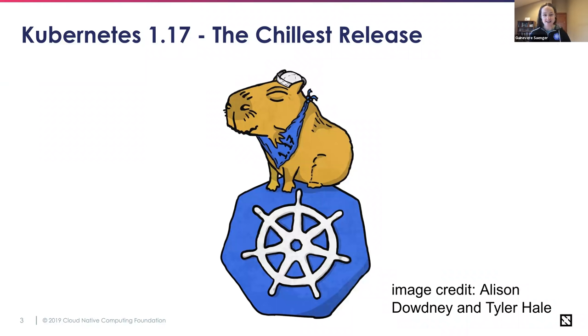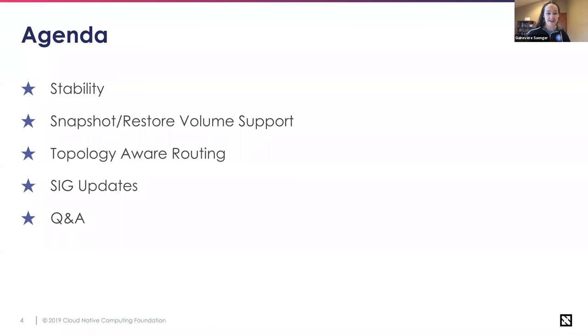Can we do the next slide? All right. David, did you want to go over the agenda? Of course. So we've each selected one feature that we're really happy with from the 1.17 release. We're going to talk about the stability changes that have happened in this release, moving on to snapshot and restore volume support, ending with topology aware routing. After that, we will travel through all of the other SIG updates with the 1.17 release, followed again by the Q&A at the end.